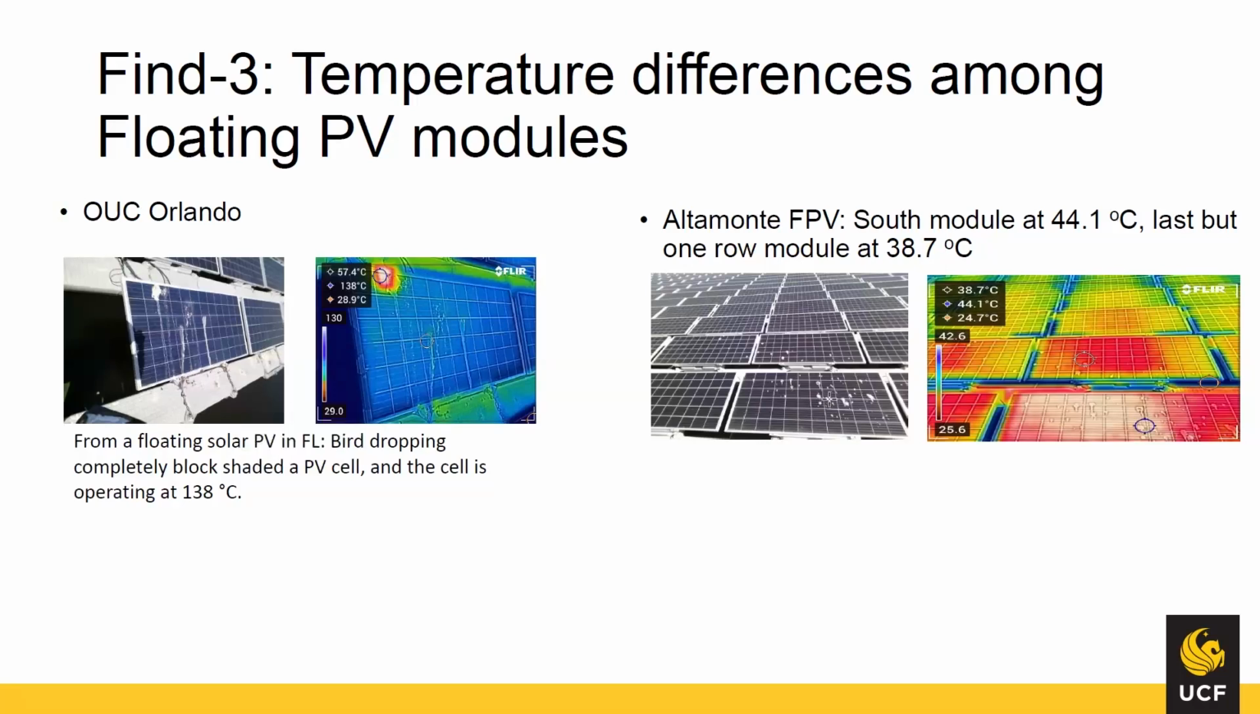And at another site, you can see the level of bird droppings. This is the southmost row. This is the next row. It has more bird droppings, less on the next row. But if you look at the temperature, the south one is operating at 44C, and the next row PV module is operating at 38C. So we see almost a 6 degree difference among the PV modules.